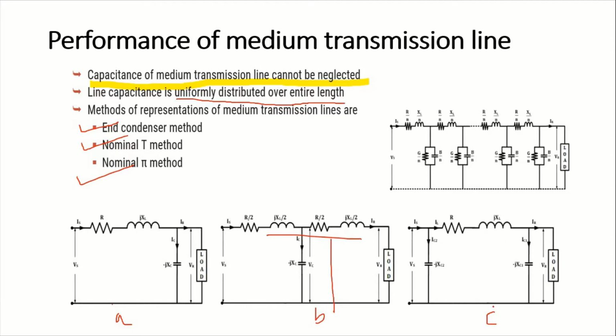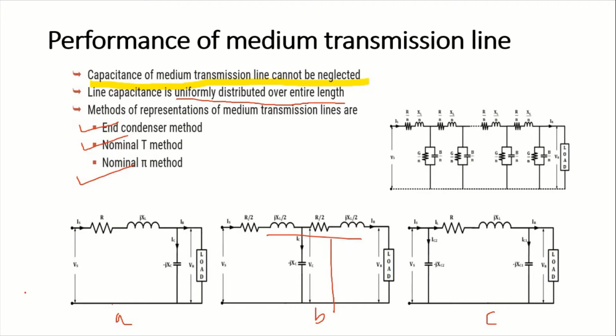The third one is the nominal pi method. In this method, the resistance and series inductive reactance are noted the same, R and jXL, but the capacitance is divided into two parts and connected, one at the sending end and the second at the receiving end. This is a general equivalent circuit. We will discuss it in depth in the next slide.